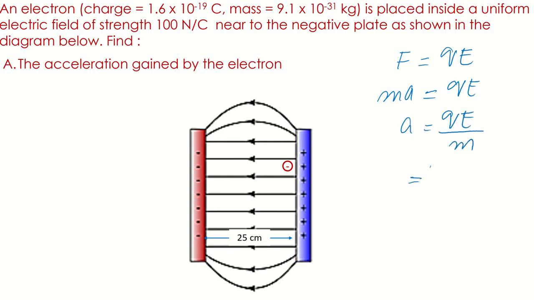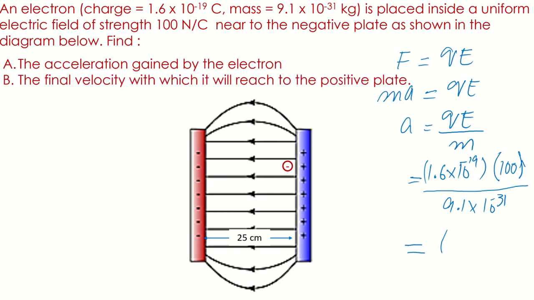So Q is 1.6 times 10 to the power minus 19 Coulomb. The electric field is given as 100 Newton per Coulomb. And the mass is 9.1 times 10 to the power minus 31 kilogram. So here you will find the acceleration in meters per second squared. You can find it; I'll leave it for you.